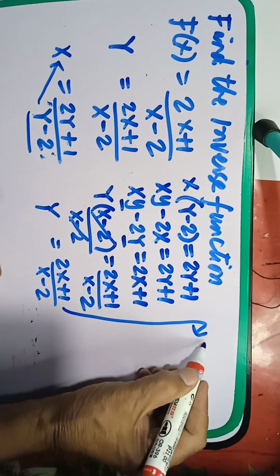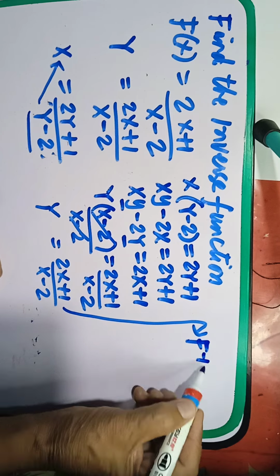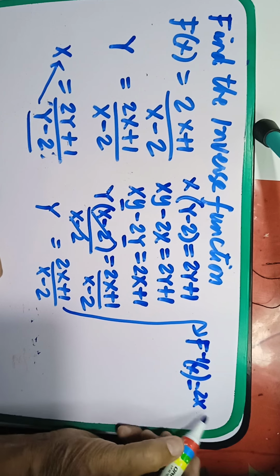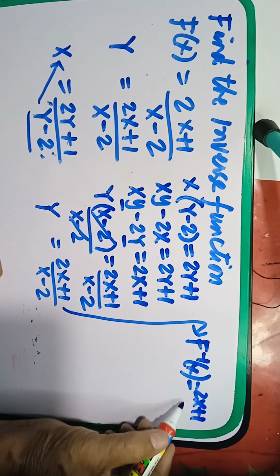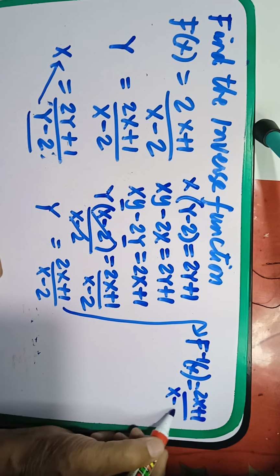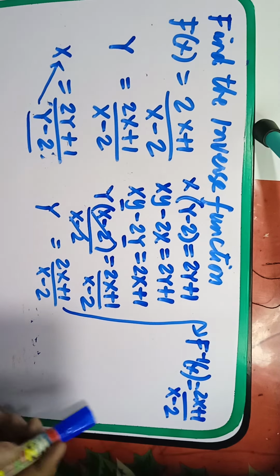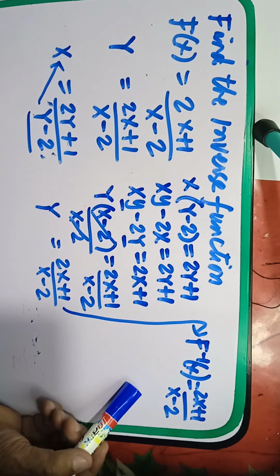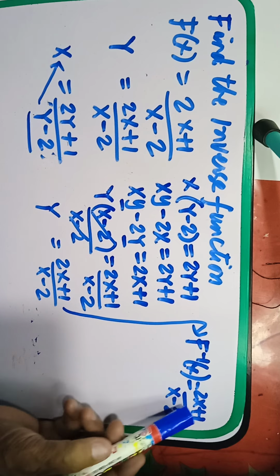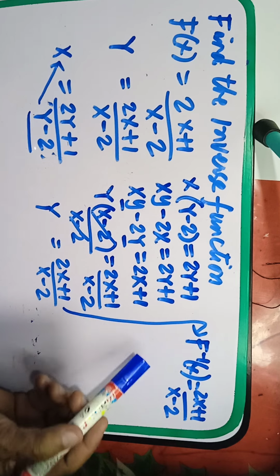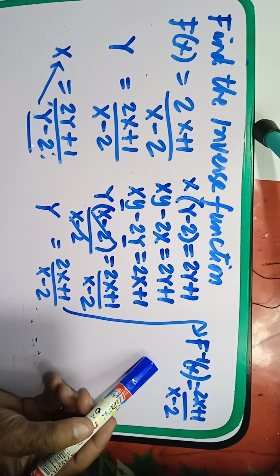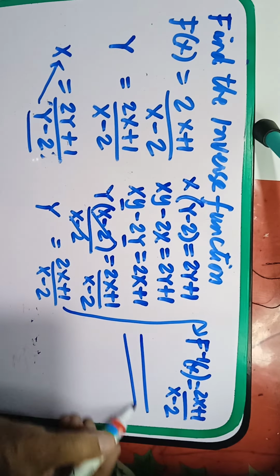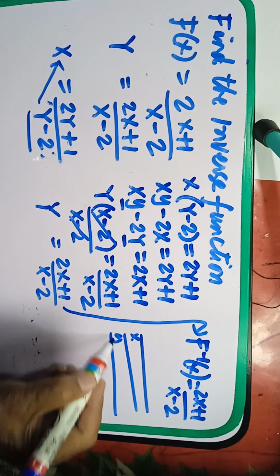Inverse function. So f negative 1 of x equals 2x plus 1 over x minus 2. Okay. So this is a function, and this is the inverse of the function. Why? Because if you are going to have one value of x, there is only one particular value of y also. Supposing we are going to have values of x, we have y.